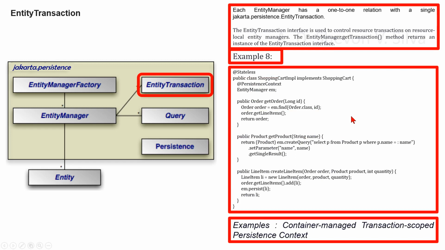Now we are considering an example. Here you can see the container managed transaction scoped persistent context.